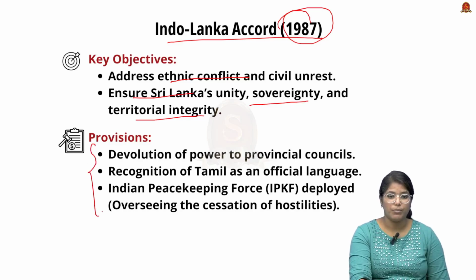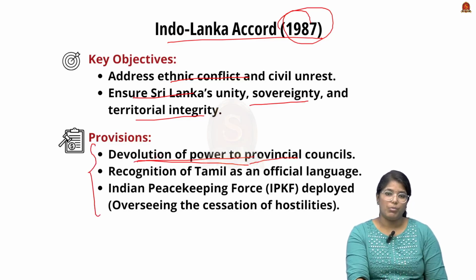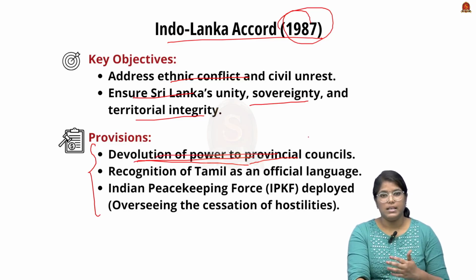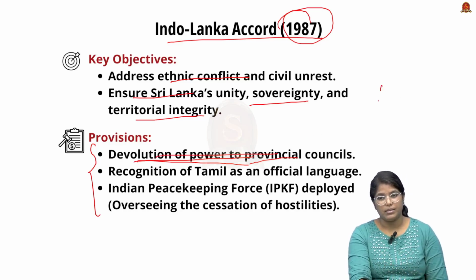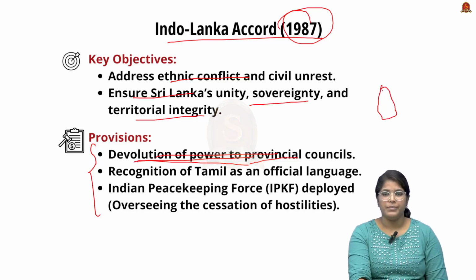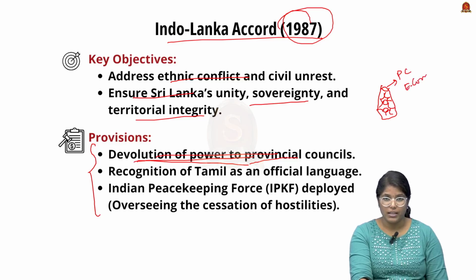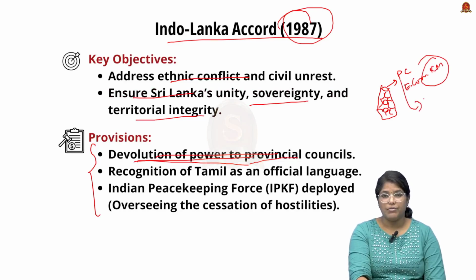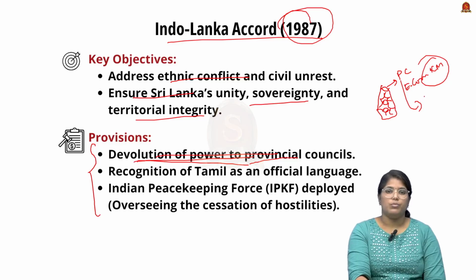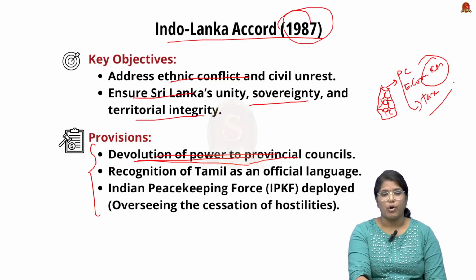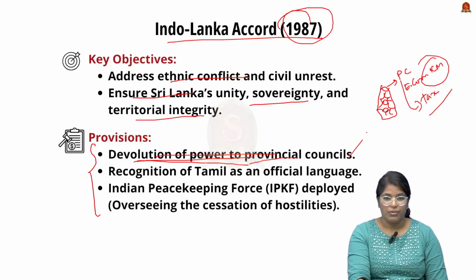It has certain important provisions. Firstly, to devolve power to provincial councils. Imagine Sri Lanka being divided into provinces, and each province will have a provincial council. Under this provincial council, there will be an executive committee headed by the chief minister of that province. Apart from this, they will have economic liberty, which means they can tax people in their province. So it gave a legal framework for the functioning of a provincial council.